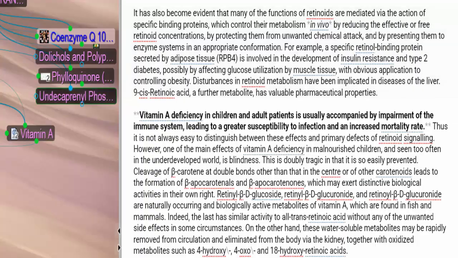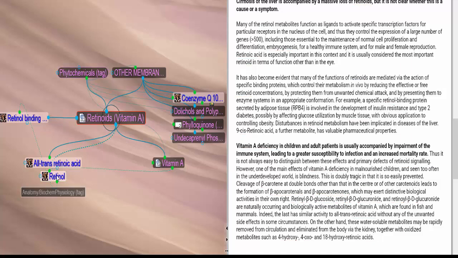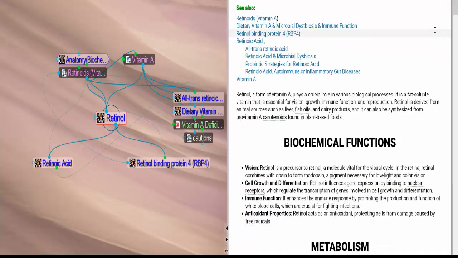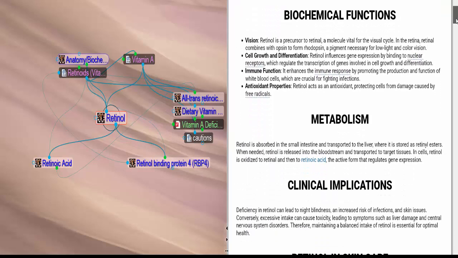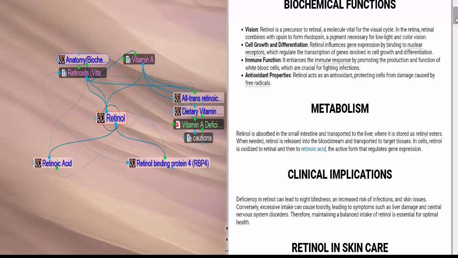Let's go now to retinol. And we're just going to focus on its role in the immune system. It is a form of vitamin A. And in terms of the immune function, it enhances immune responses by promoting the production and function of white blood cells, which of course are crucial for fighting infection.